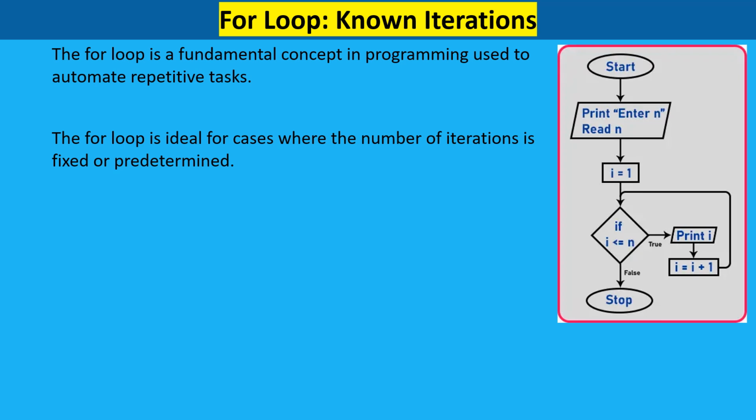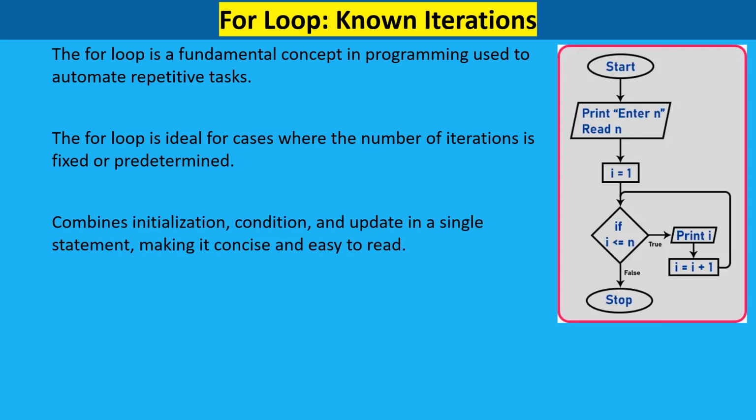A for loop works like a planned journey. You know where it starts, where it ends, and how many steps it takes to get there. It is concise and efficient for tasks within a defined range of repetition. It combines initialization, condition, and update in a single statement, making it concise and easy to read. The for loop brings together all three components of a loop: starting point, condition check, and update in one statement, which makes it highly organized.